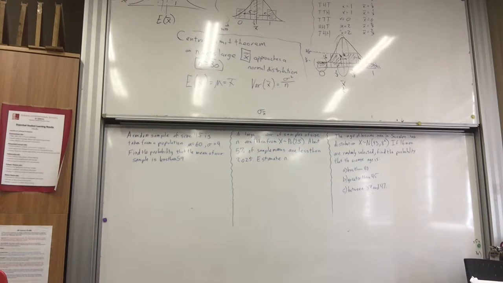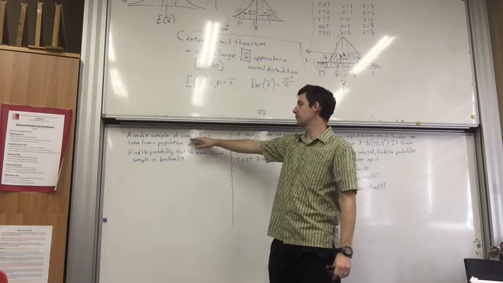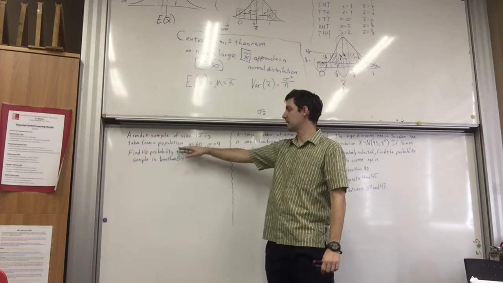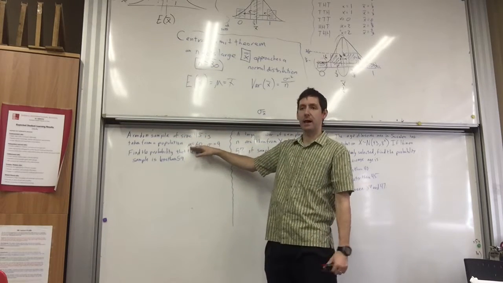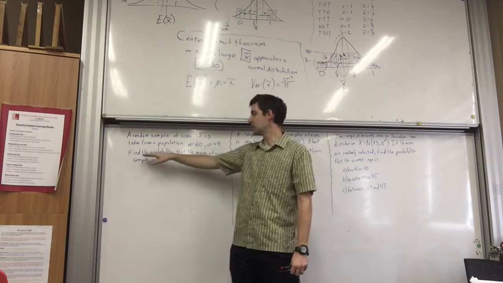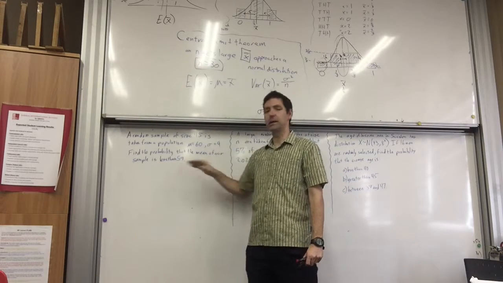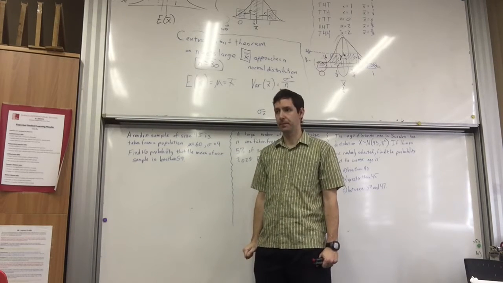All right, so we're going to look at just a couple of examples. First example: a random sample of size 45 is taken from a population that has a known mean and standard deviation. The question is, find the probability that the mean of our sample is less than 59.